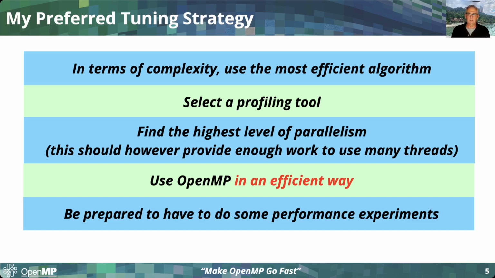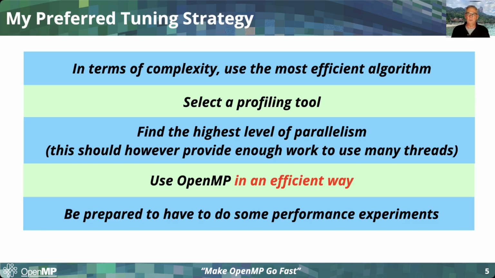Then in the application, find the highest level of parallelism, but there still should be enough work to do. What do I mean with that? Well, let's say you have a 3D problem and you can parallelize across the 3 dimensions. That's nice, but it won't give you more than a 3x speedup no matter how many threads you use. That's kind of not nice. So go lower in the application, find a fairly high level. Higher is better in that sense, but so that you can use many threads so you can take advantage of the hardware you have access to.